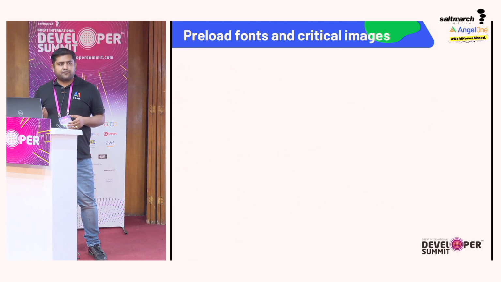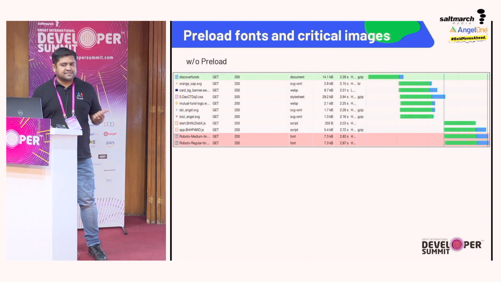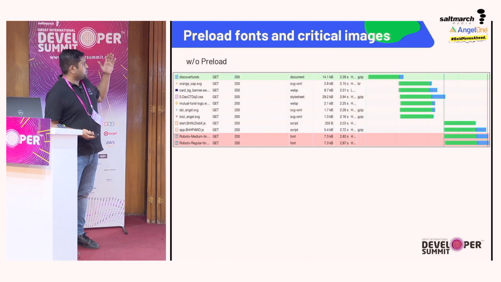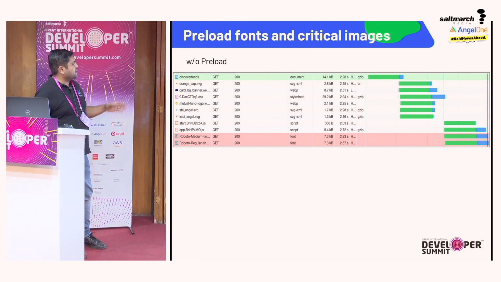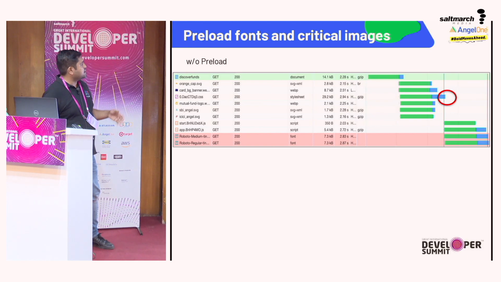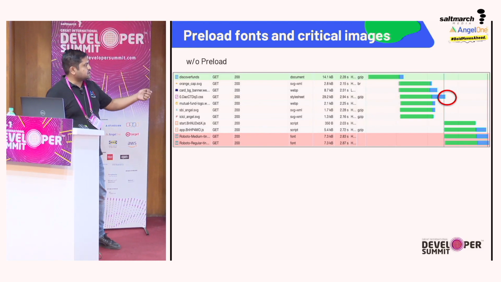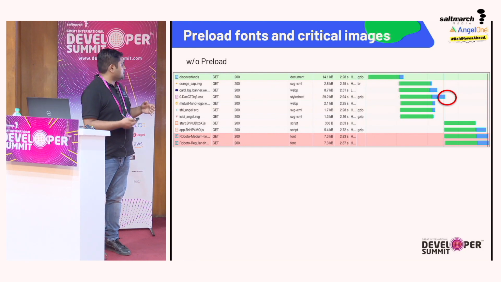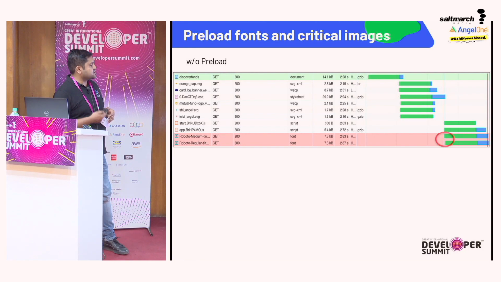Then preloading of fonts and critical images, mainly the LCP images. Without preload, the normal flow is that the browser will download your document. It will see, I need a CSS. It will go and fetch that CSS. Once that CSS is loaded, then the browser will know, okay, I need the fonts. Then it will start initiating the request to get the fonts.